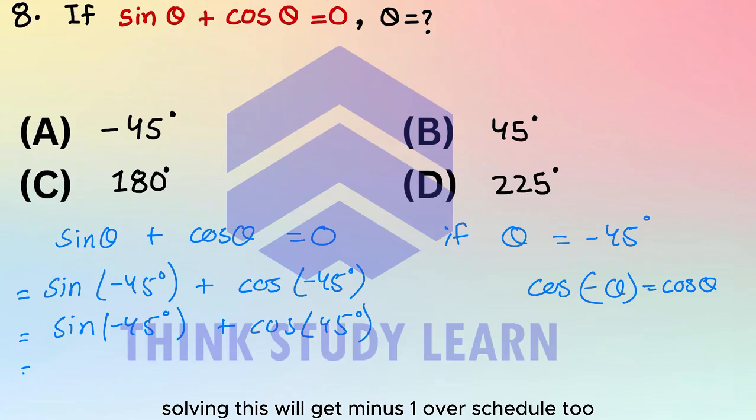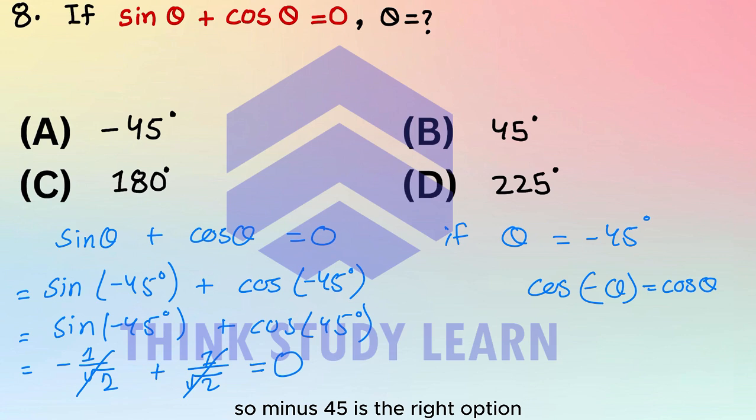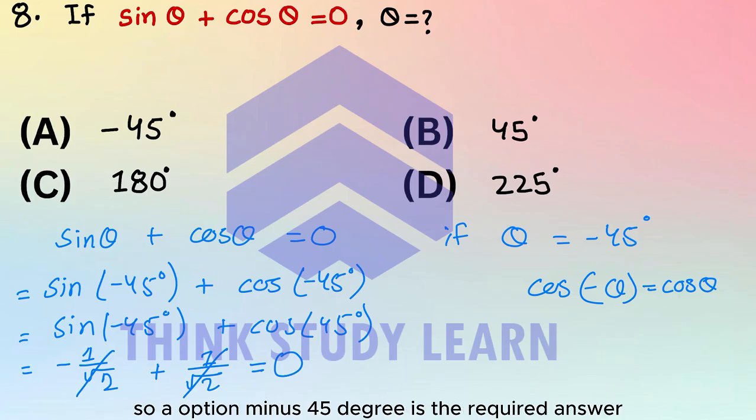Solving this, we'll get minus 1 over square root 2 plus 1 over square root 2. So both of these will cancel out and we will get answer equal to 0. So minus 45 is the right option. When it is put in the equation, it gives answer equal to 0. So A option minus 45 degree is the required answer.